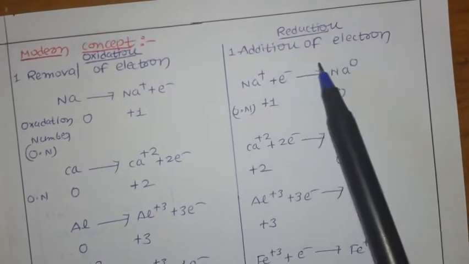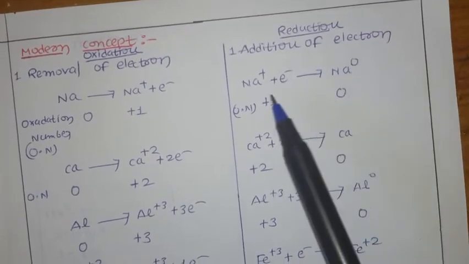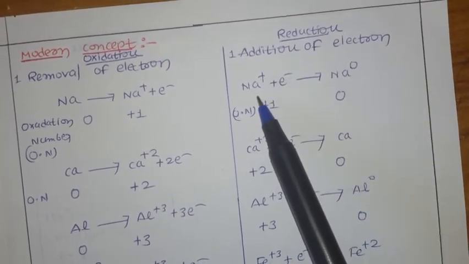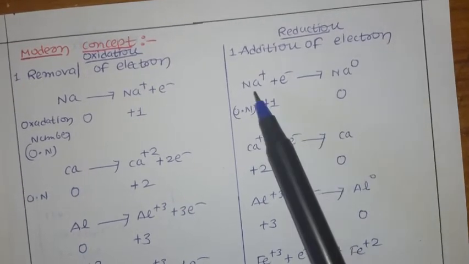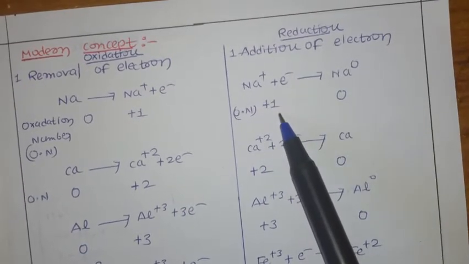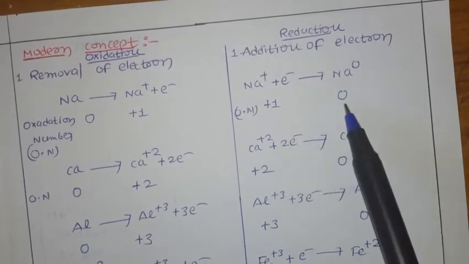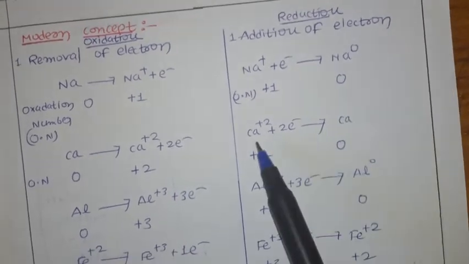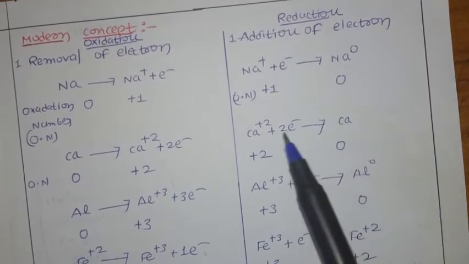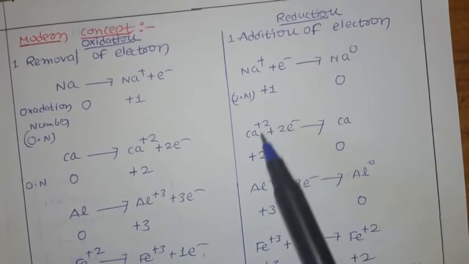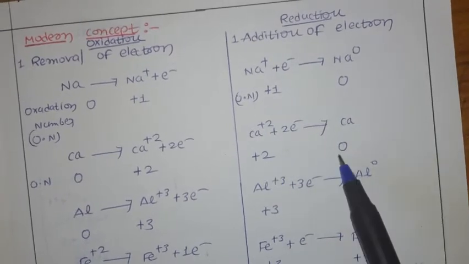Now come to reduction. Reduction means addition of electrons. Here for the Na+ ion, you add one electron and it is converted into Na in the elemental state. Now what happened to the oxidation number? Here we have +1, here 0, so +1 to 0 is a decrease in oxidation number. Next, calcium +2: you add 2 electrons and it is converted into calcium. Here the oxidation number is +2, here 0, +2 to 0.